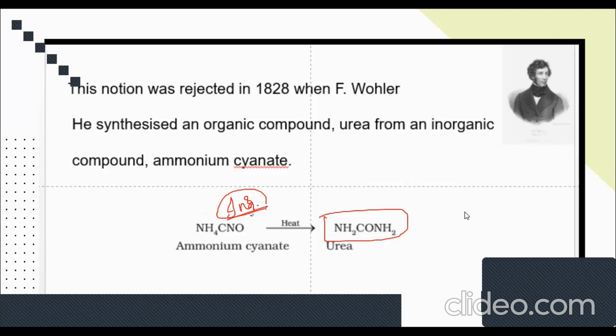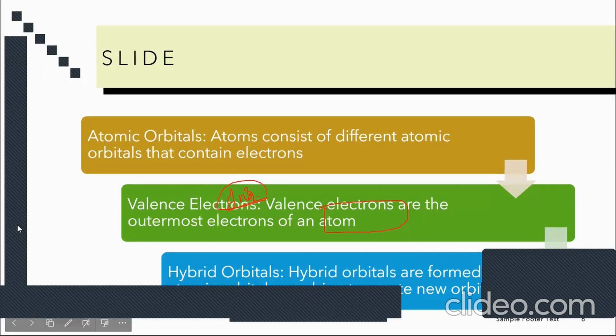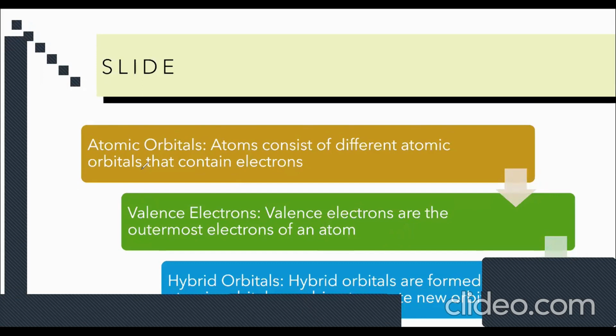Now, if you want to study these organic compounds clearly, first you should know what an atomic orbital is. An atom consists of different atomic orbitals that contain electrons, right? Valence electrons you know are the outermost electrons, which are present in the outermost shell.